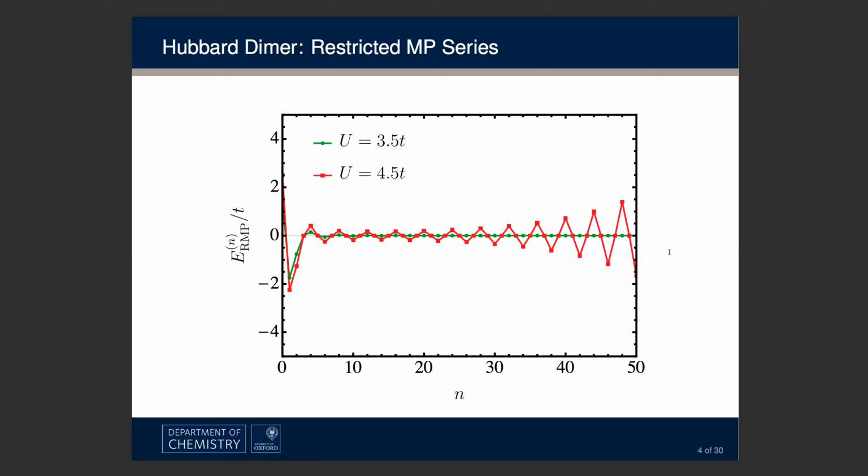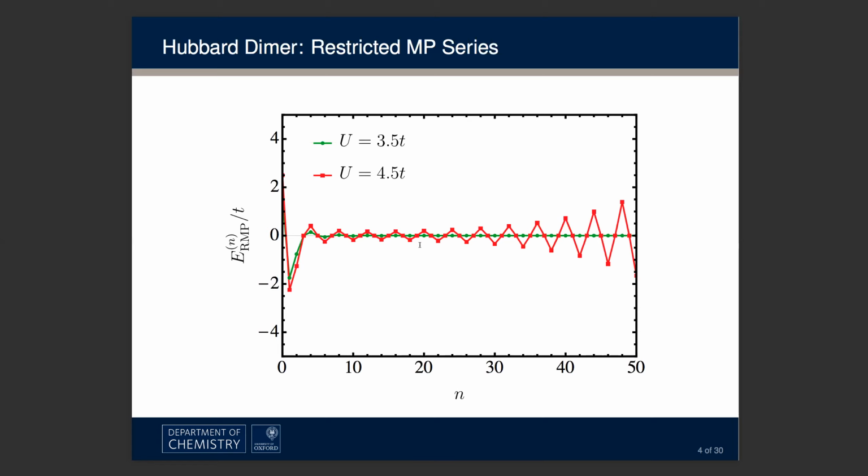If we take the restricted Hartree-Fock solution and use it as the reference for our Møller-Plesset theory, we can see that at U equals 3 or 3.5T, we get a very quick convergence towards the exact energy. And here we've got the different contributions coming at each order of perturbation. But if we go to 4.5T, which was our original example, you can see that they start to converge relatively okay, but as we go to large orders of perturbation, they diverge quite catastrophically.